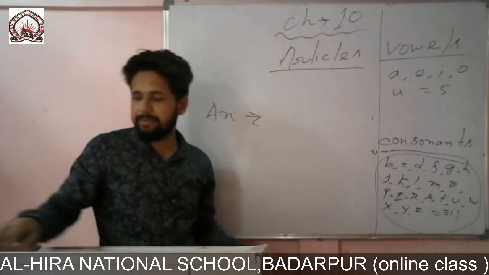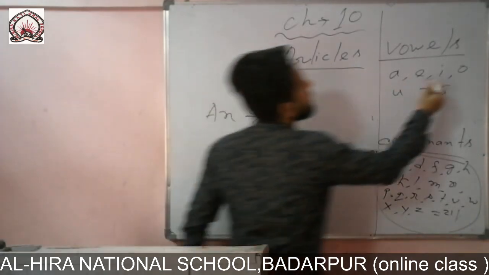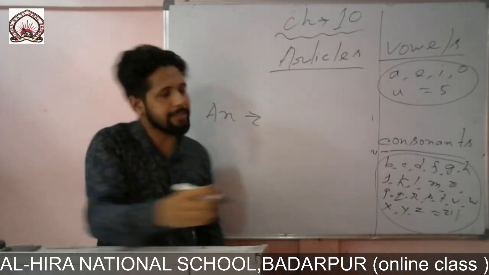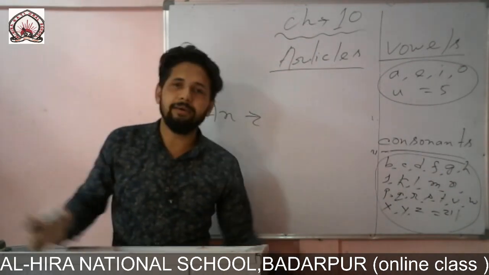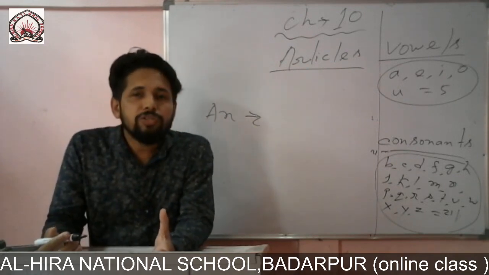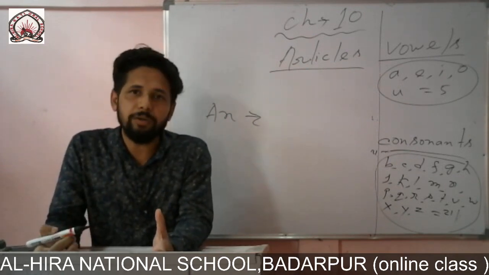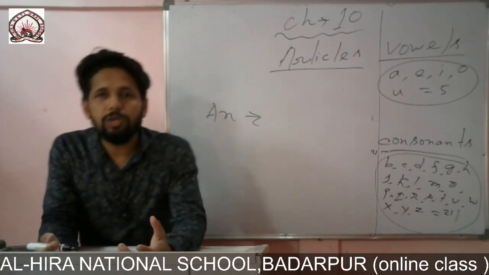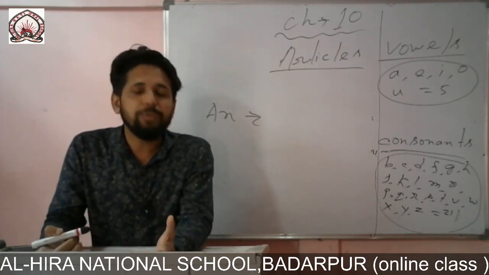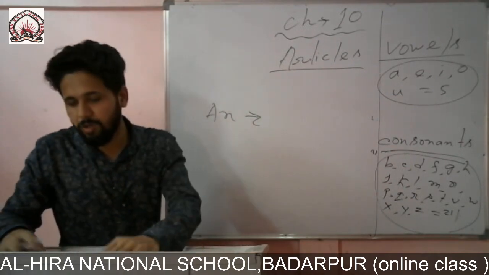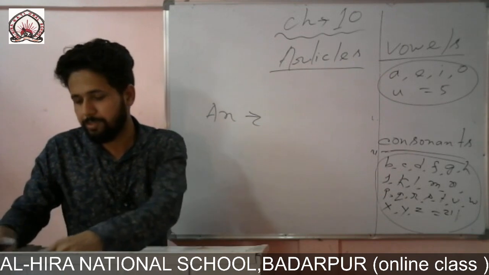Still it is there: A, E, I, O, U. Already written there on the board. To see how to use AN: AN is used before a singular countable noun which gives a vowel sound, or we can say that AN is used before the words beginning with a vowel. So let me write some examples.